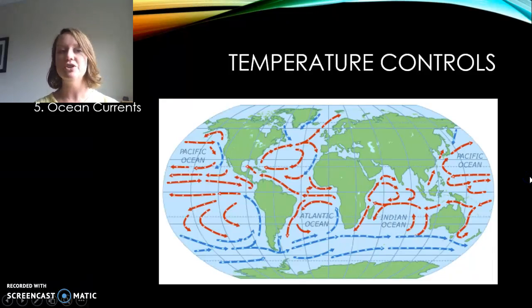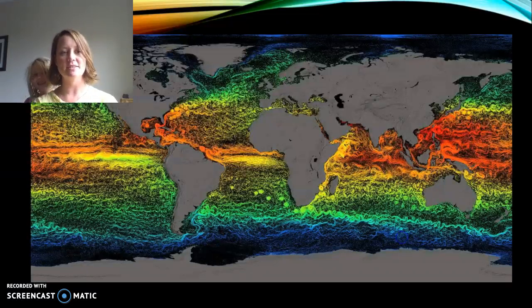And our last temperature control is ocean currents. We know that the equator gets more direct sunlight, and if you notice, our currents by the equator are much warmer. So the water at the equator moves towards the poles, and the cooler water from the poles moves back towards the equator. And depending on where you live, you can be affected by the temperature of these ocean currents.